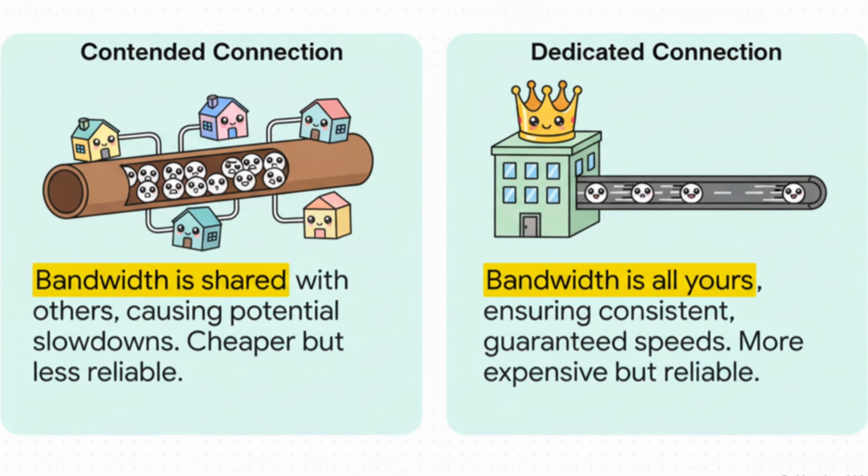And this is a pretty good breakdown of the two main types of connections for that last mile. Most of us at home, we have a contended connection. That means we're sharing bandwidth with our neighbors, which, by the way, is exactly why your internet might slow down at 8 p.m. when everyone's streaming movies. Businesses, on the other hand, often pay a lot more for a dedicated connection, which guarantees their speed on a private line that's all their own.